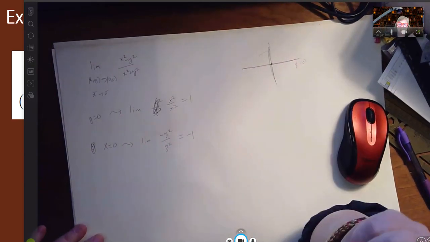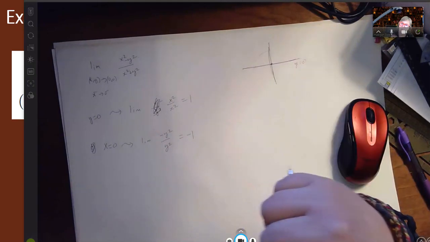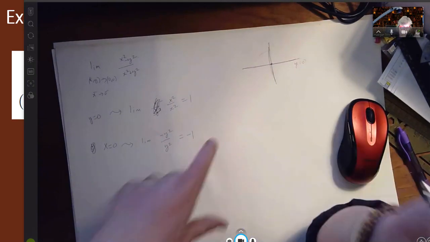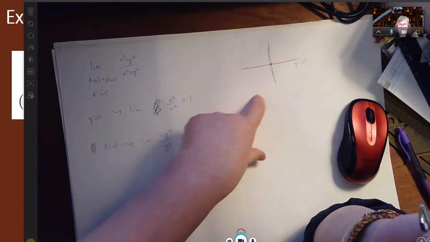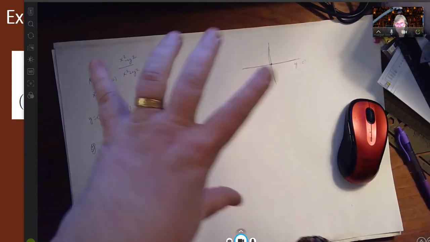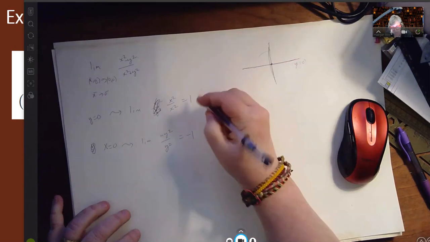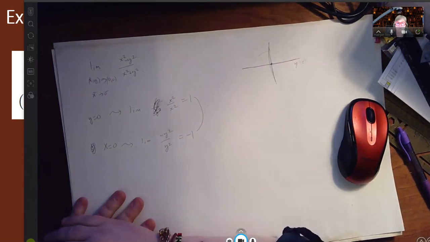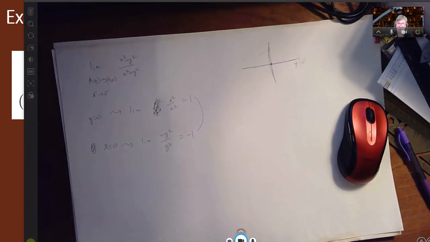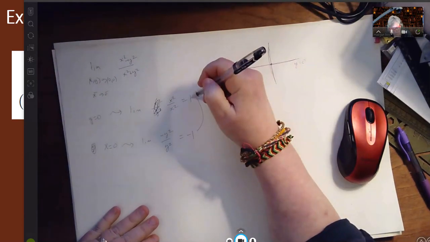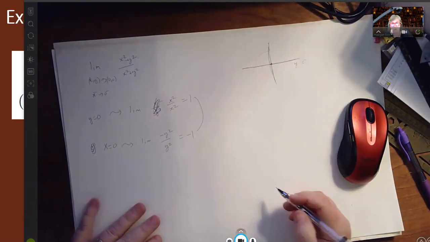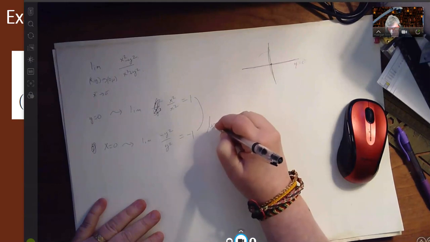Remember when we said back in Calc 1, if the limit from the left doesn't equal the limit from the right, then the limit doesn't exist? In 3-space, we've got infinitely many ways we can approach our point. But it doesn't matter, as long as there's 2 approaches that are different, the limit doesn't exist. So I've got 1 going from one direction, negative 1 coming the other direction, so this limit does not exist.